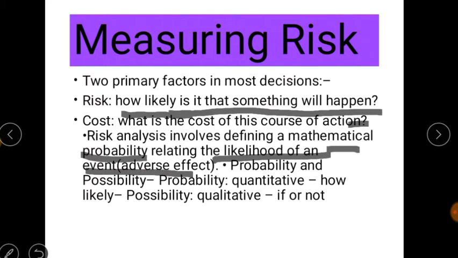What are the adverse effects due to that process, that industry, that pollution? Adverse effect means an opposite result, a different result from what we did not expect. That is called an adverse effect. Then probability and possibility. Probability is quantitative: how likely, how possible. All these things are there.